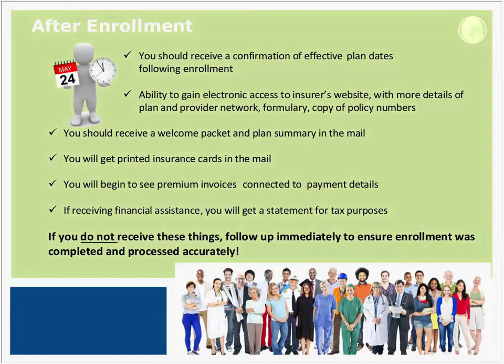You should be able to gain electronic access to the insurer's website. So if it's Blue Cross or Anthem or Aetna, you should be given access to their website with more details of the plan and your provider network. You can search for your doctors, your formulary, your policy numbers, etc. You should get a welcome packet and a plan summary in the mail. You'll get printed insurance cards in the mail on or around or prior to January 1st. You'll get the premium invoice mailed to you and the payment details. And if you're receiving financial assistance, you will get a statement regarding that for tax purposes.